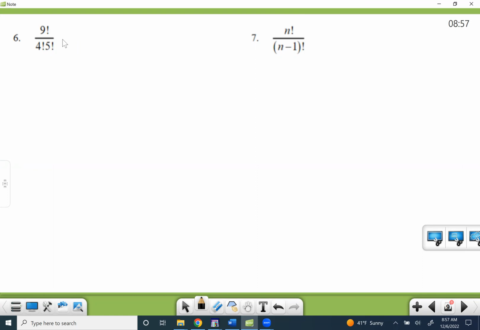Parentheses. I'm getting 126, you guys. And that was me using the iPhone, which is really hard to use. But so I'm just going to check it by hand to make sure it's right.